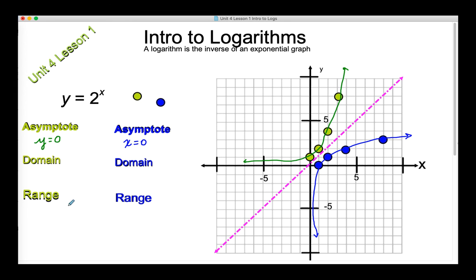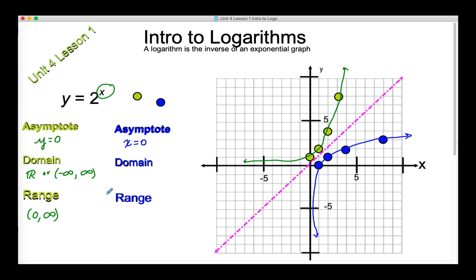The domain is what values can be put into an exponential graph. Well, every x can be put into an exponential graph. So you could either write all reals, or you could say every number from negative infinity to infinity. What about the range? When we look at the range of an exponential graph, we notice that it never comes into the negative zone, right? That's because we have our asymptote. So our range is the numbers after 0 all the way to positive infinity.